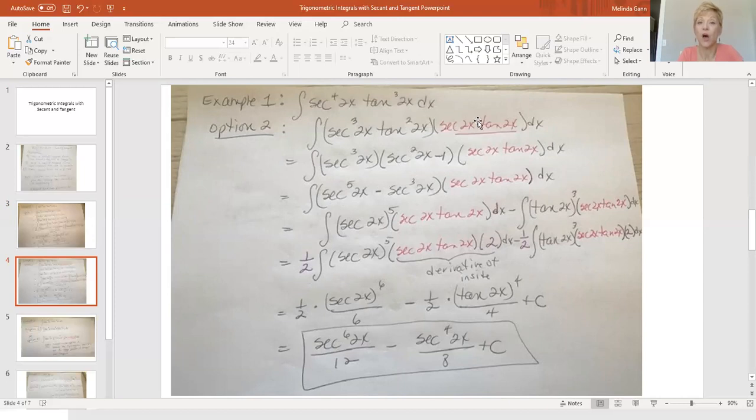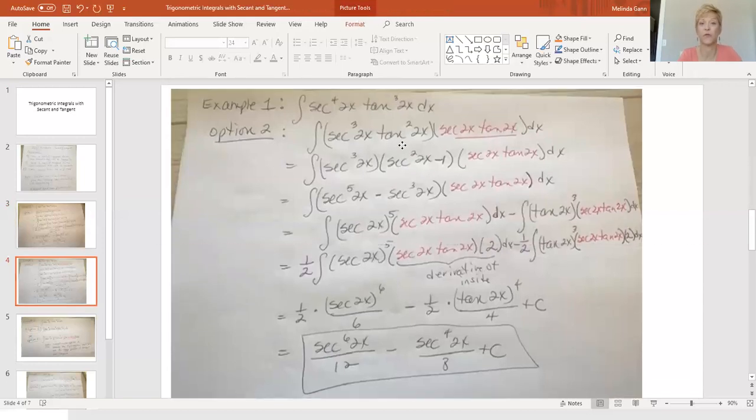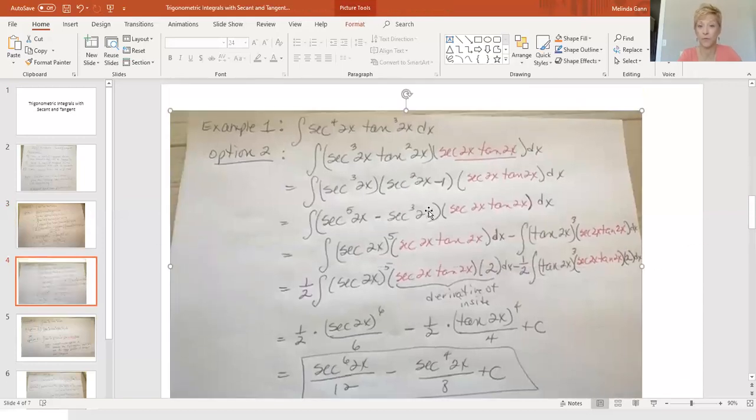Okay? So now what is secant tangent the derivative of? Well, now it's the derivative of secant, so now everything turns into secants. Well, that's already secant, so it just came down. Now remember, 1 plus tangent squared is secant squared. So if you solve it for tangent squared, it would be secant squared minus 1. Okay, so that's why that turned into secant squared minus 1.